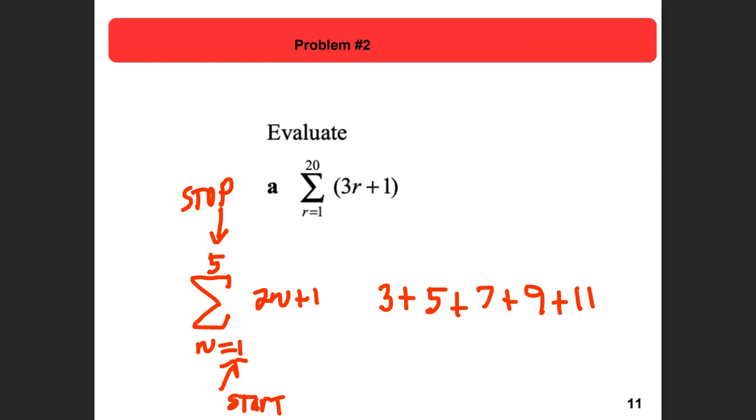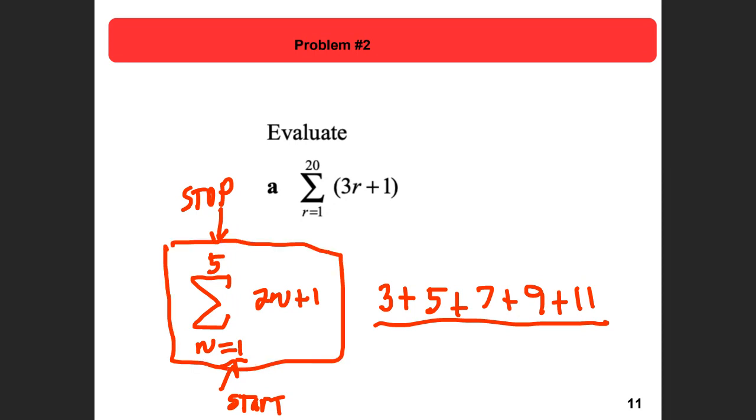So what is my answer here? So basically this is saying add up all the numbers when you plug in 1 to 5. So 35, do you guys agree? So now this problem is on your assessment this week.